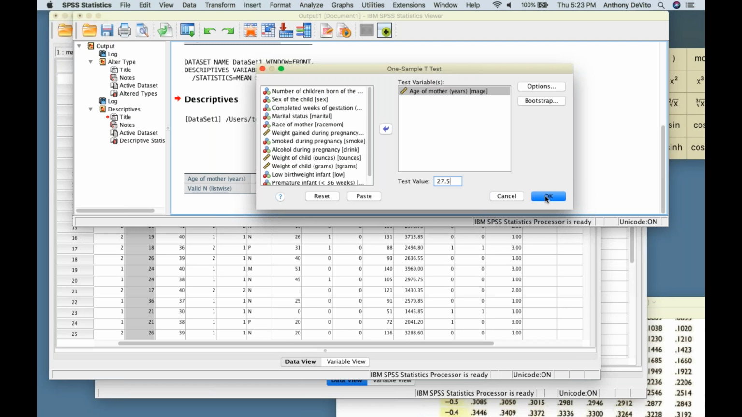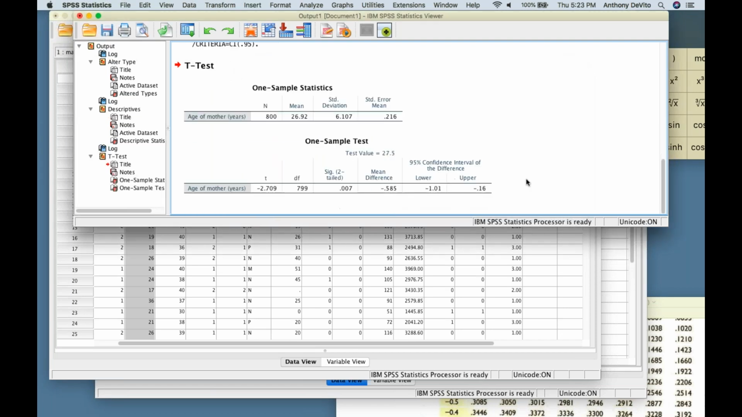And I'm going to click OK. It's going to run a t-test for me. Let's see what we get. We get the t-score for 799 degrees of freedom, right? The sample size is 800. The t-score is negative 2.7.